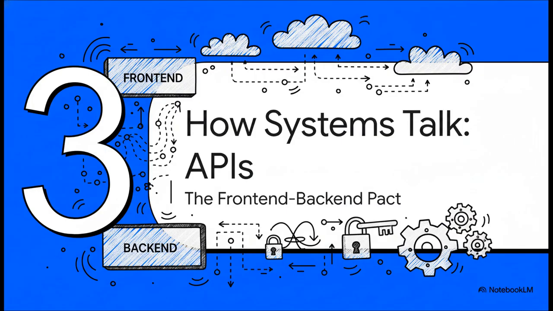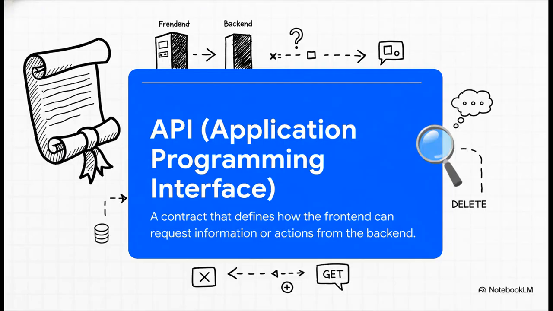Okay, so we know the front end and the back end need to talk to each other. But how do they do that in a way that's organized and reliable? Well, that's where APIs come into play. Now, API stands for Application Programming Interface, which sounds super complicated, I know, but the easiest way to think about it is like a contract. It's a formal agreement that lays out exactly how the front end is allowed to ask the back end for stuff. It defines the questions it can ask and what the answers will look like.